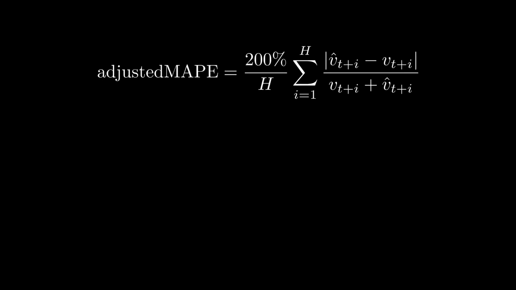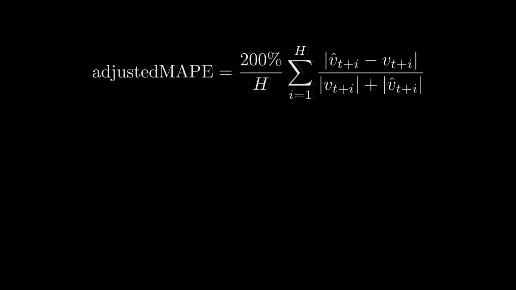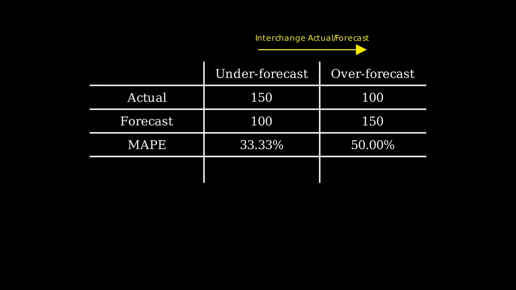The problem with this original definition is that it can be negative, so its denominator was later modified to contain the mean absolute values. With this modified definition, adjusted MAPE is obviously never negative. Now, let's recall the earlier example that showed how the value of MAPE changes when we interchange forecasted and actual values. If we calculate and add adjusted MAPE to the same table, you can see that its value does not change with the interchange. In other words, adjusted MAPE is invariant to actual forecast interchange.